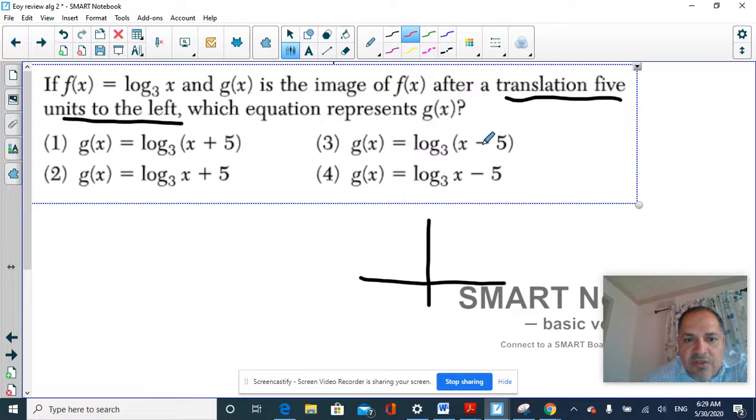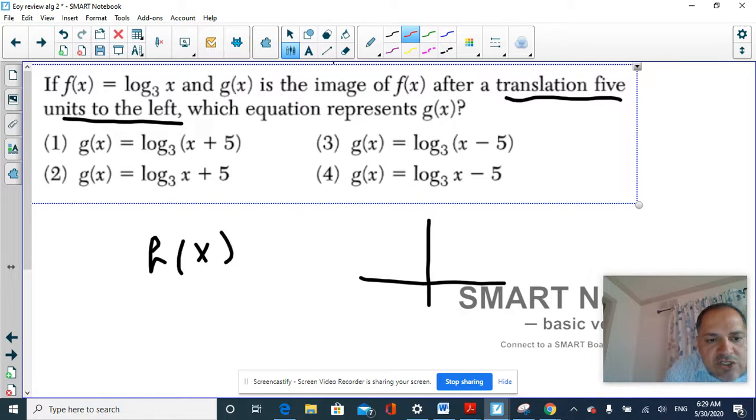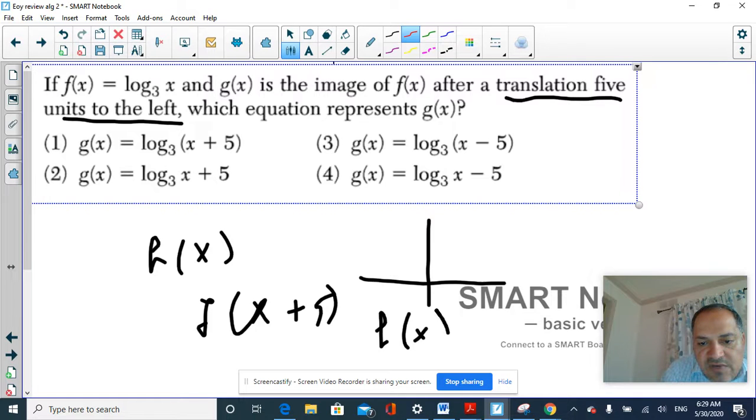If you remember, if you have f of x and you want to change it 5 units to the left, it will be f of x plus 5. But if you shift it up 5 units, it's f of x plus 5 outside the function itself. This is shifting up. If it's negative, down. If you have it inside the function itself, 5 units to the left is a plus, and to the right it will be negative.